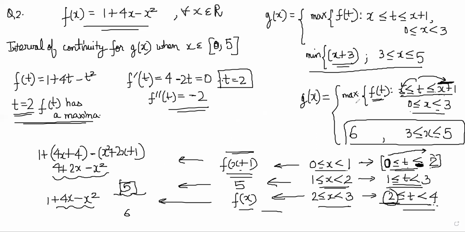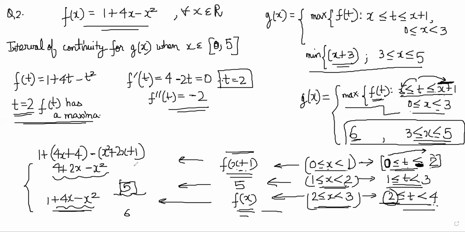Basically g of x has 4 parts, okay? The first function gives 3 different things, right? Yeah. And the 6 is there for 3 to 5. So f of x plus 1 when x is between 0 to 1, 5 when x is between 1 to 2, because it is the maximum of f of t, right? And it is going to be f of x when it is between 2 to 3, which is this, and 6 when it is 3 to 5, right? Yeah. Now that you have defined your g of x easily, it is obvious to find the range where it is continuous.